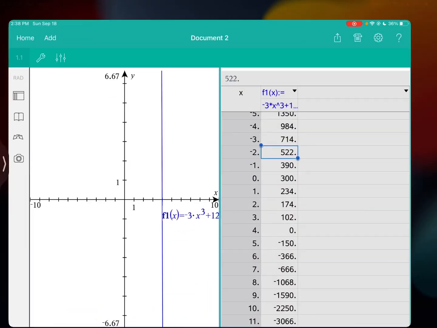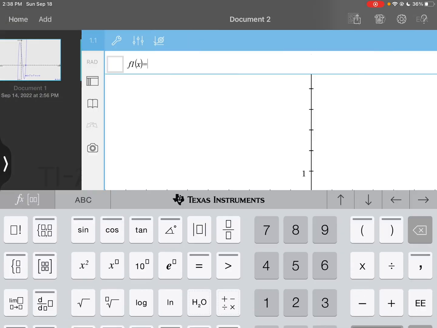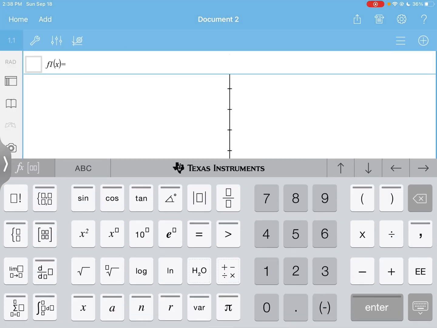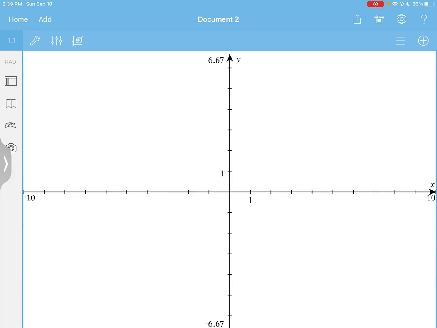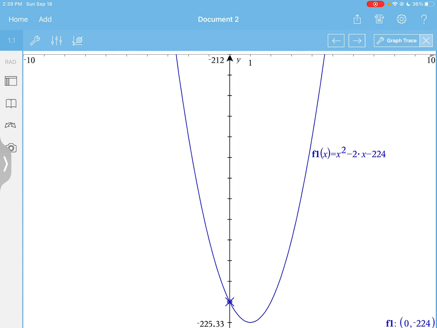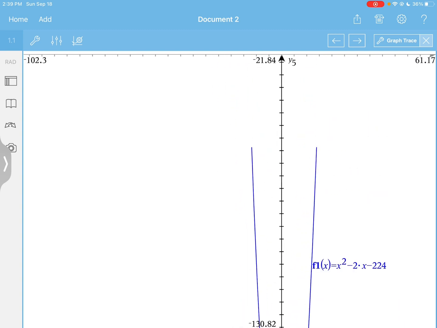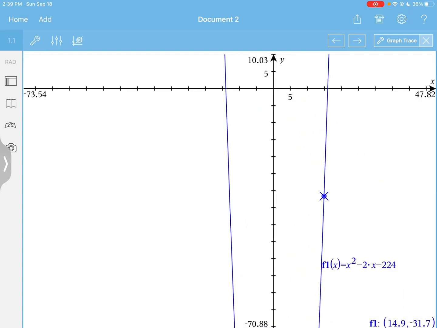So go back to our graph, new document. No, we don't want to save. Add a new graph. We're going to graph x squared minus 2x minus 224. We press enter. All we care about is the zeros, so I'm just going to press menu 5, 1. Okay, it looked like it didn't have anything. It does. Let me move up a little bit so we can see. You're going to hit the left and right arrows.